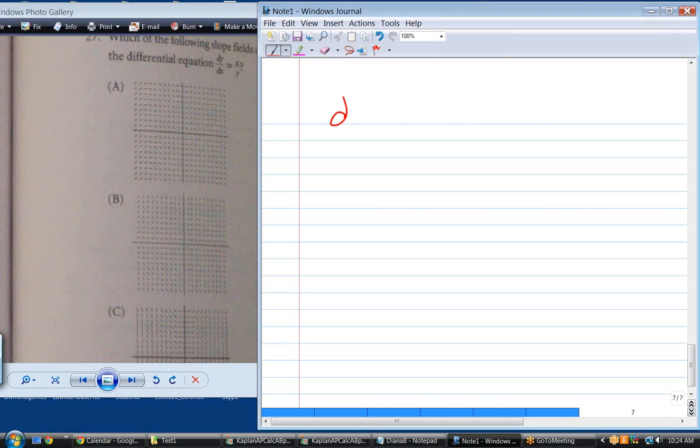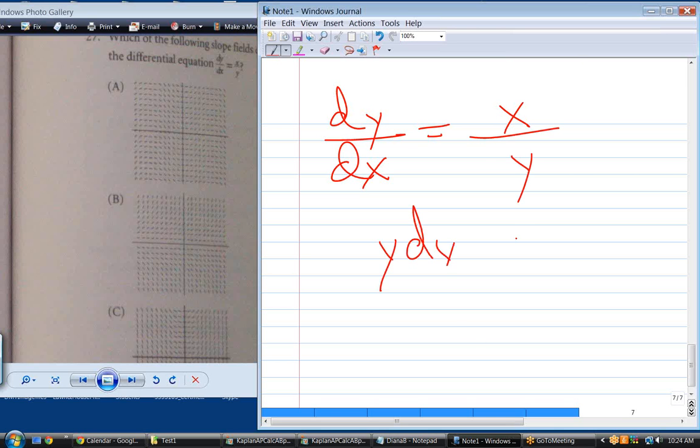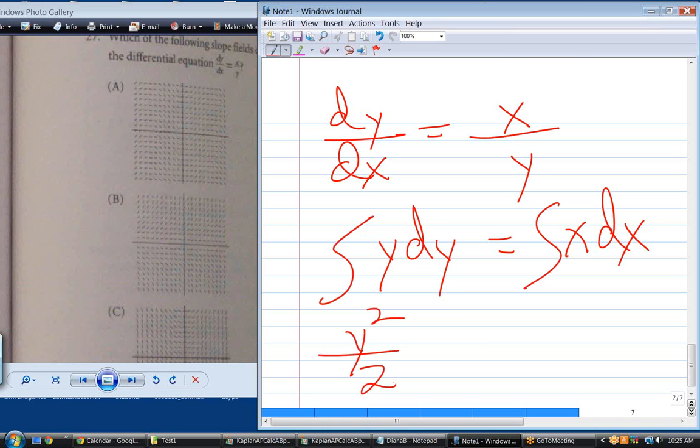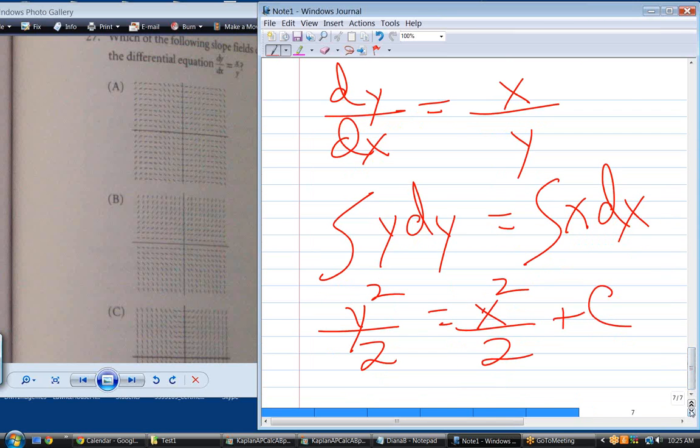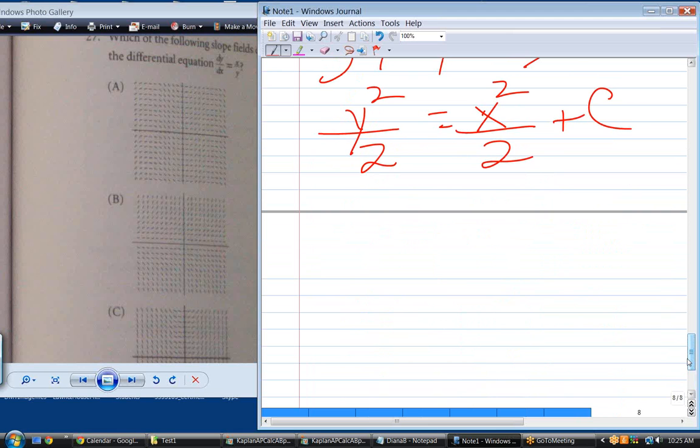It's just interesting. If we have dy dx equals x over y, well, now when we separate variables, we have y dy equals x dx. And now when we integrate both sides, we have y squared over 2 equals x squared over 2 plus c. And now, instead of solving that for y, see if you can spot what that is.